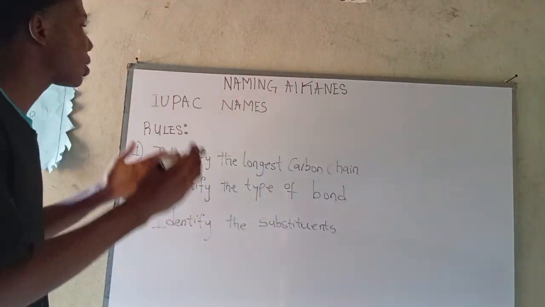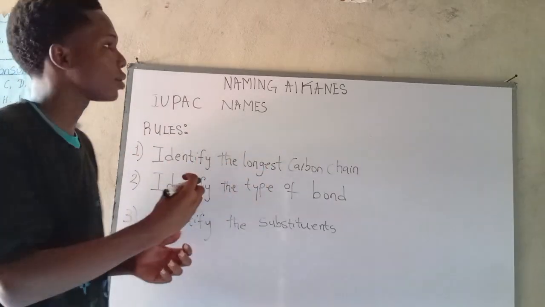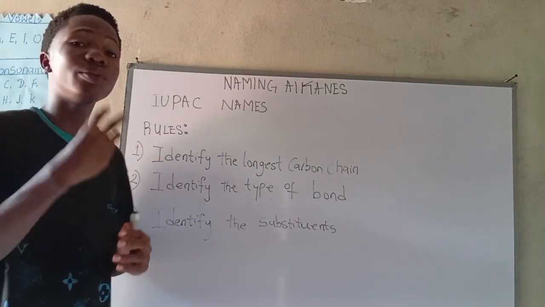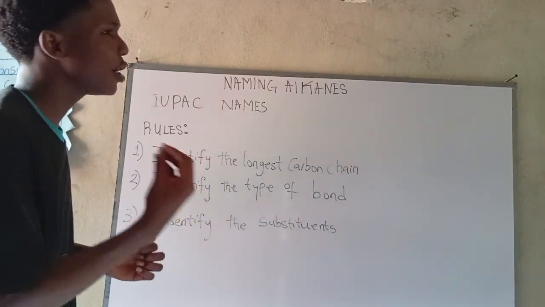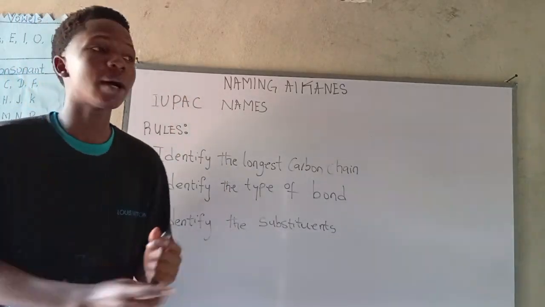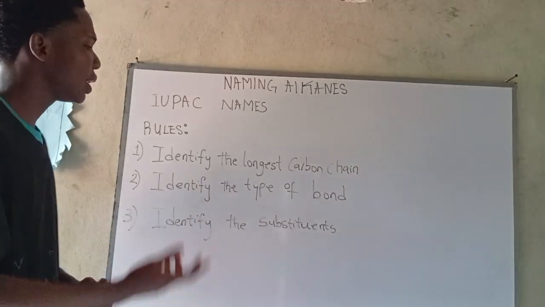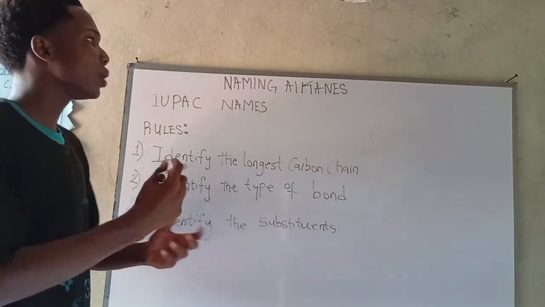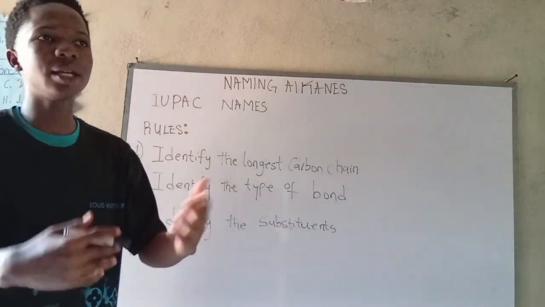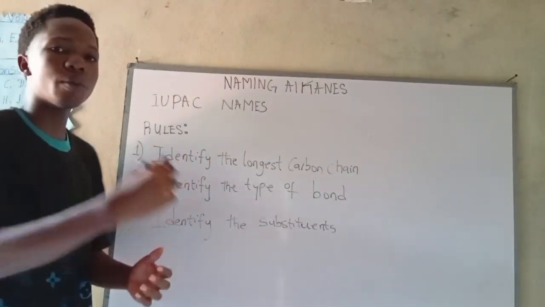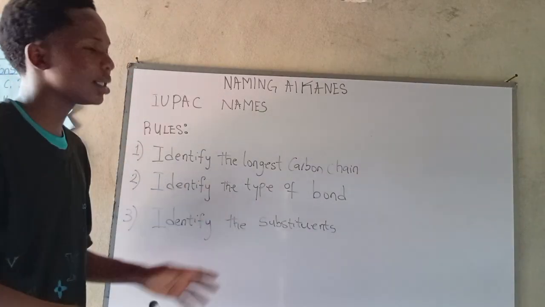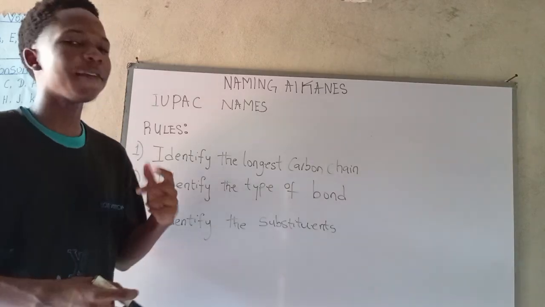Alright, so now let's dive into how we can name organic compounds in the IUPAC way. There are three simple rules which shouldn't be difficult. First, identify the longest carbon chain. That's the number one thing you do. Anytime you see an organic compound, identify the longest carbon chain. Secondly, identify the type of bond. As we want to name alkanes now, you have to know if it's an alkane, alkene, or alkyne, and that depends on single bond, double bond, and triple bond. Then lastly, identify the substituent. After you have done these three things, trust me, naming organic compounds will be easy. So let's dive straight into that.